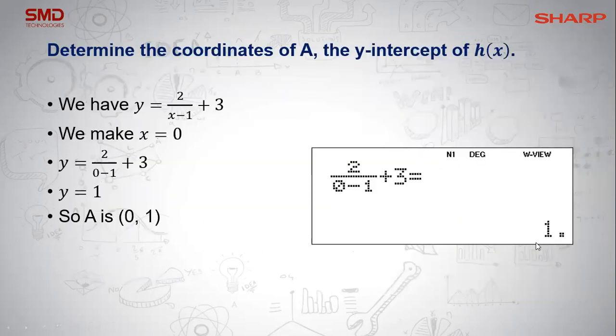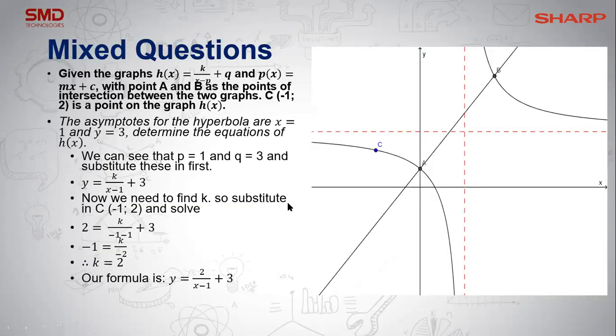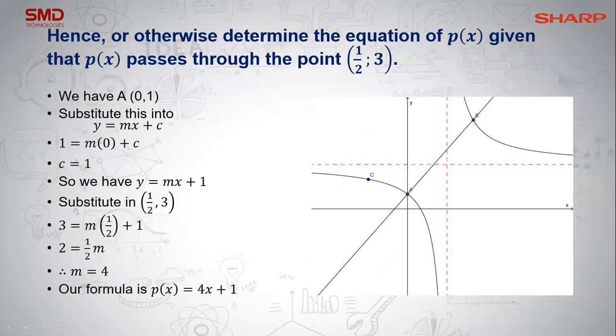Now that we know the formula, we can answer other questions. So the next question says, determine the coordinates of A, the y-intercept of h of x. So now when we know that we have the y-intercept, we make our x equal to 0. And it's just a very quick substitution into the graph, and we get 1. So our A intercept, if we go back and look at the picture, looks correct. 0 and 1 makes sense. Okay. Hence or otherwise, determine the equation of p of x, given that p passes through the points half and 3.